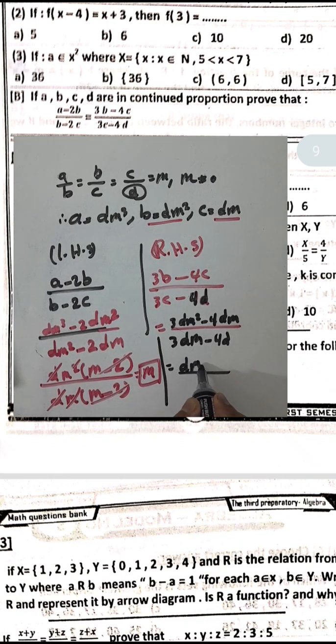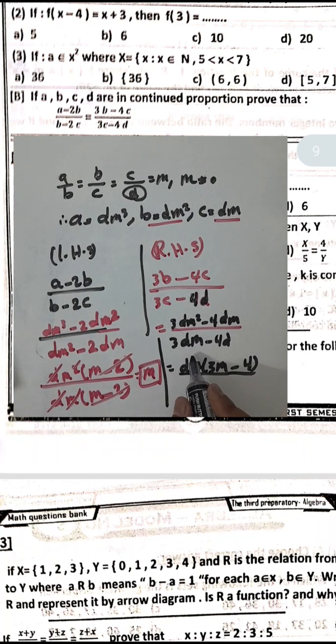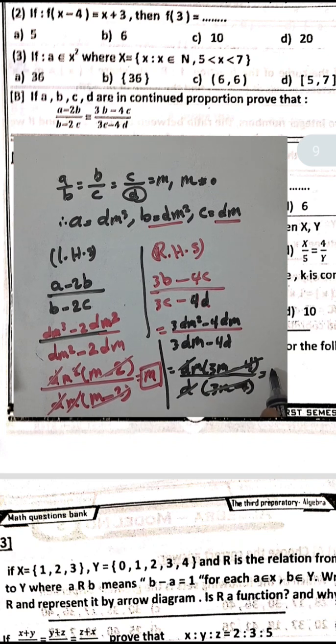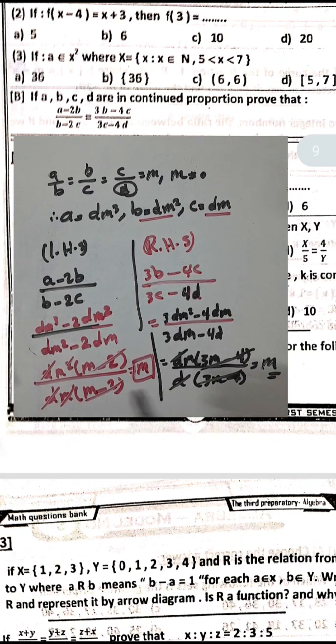It will be dm, the highest common factor, the result will be 3m, subtract by here the remainder will be 4, and in the denominator write d outside, the result will be 3m minus 4. And then cancel this by this and this by this, the result will be m. It's the result of this question. The left hand side equals the right hand side, it will be m.